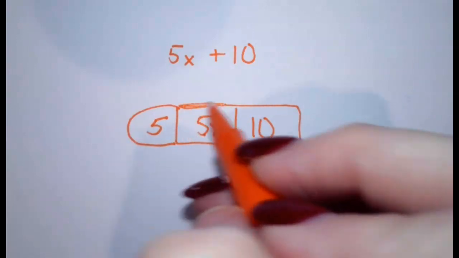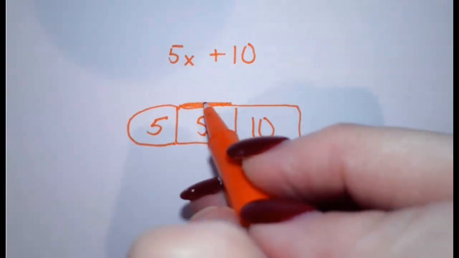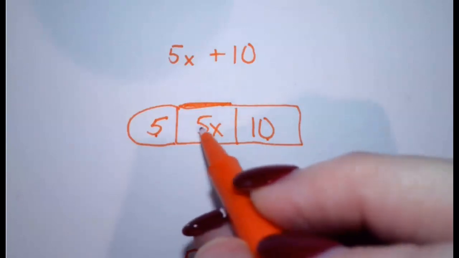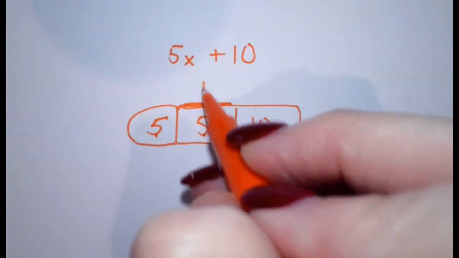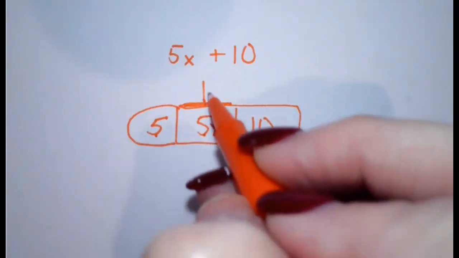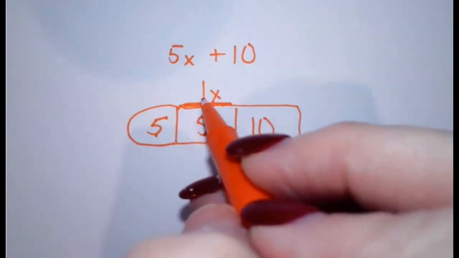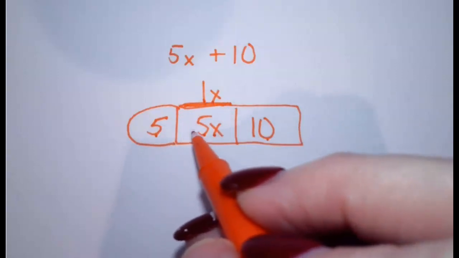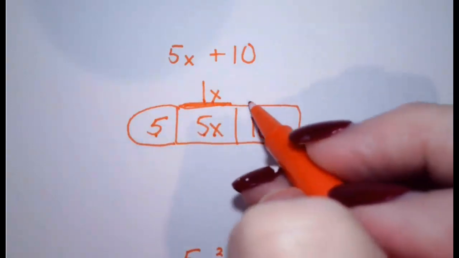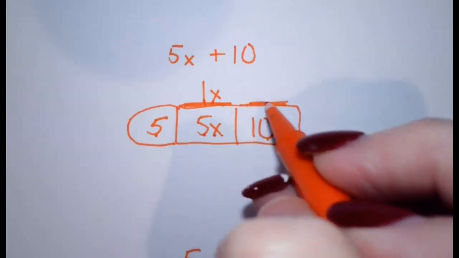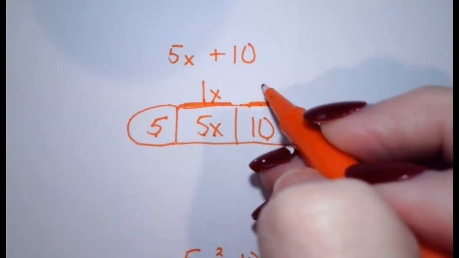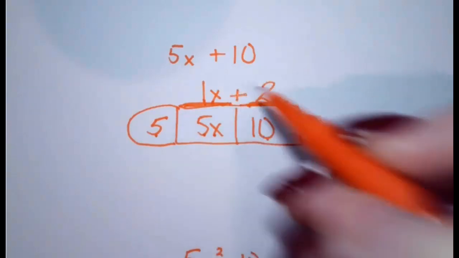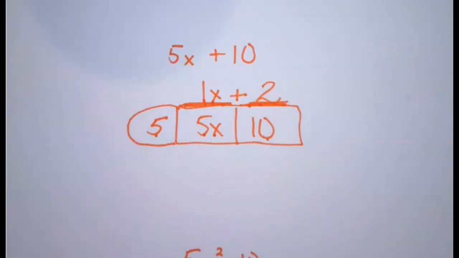So let's start looking at what's right here. Something times 5 is 5x. Well, something times 5 to get 5 is a 1. And I need an x, don't I? So 1x multiplied by 5 is 5x. Now I need something right here that when I multiply it by 5, I get 10. So I need a 2. So that is a 1x plus 2.